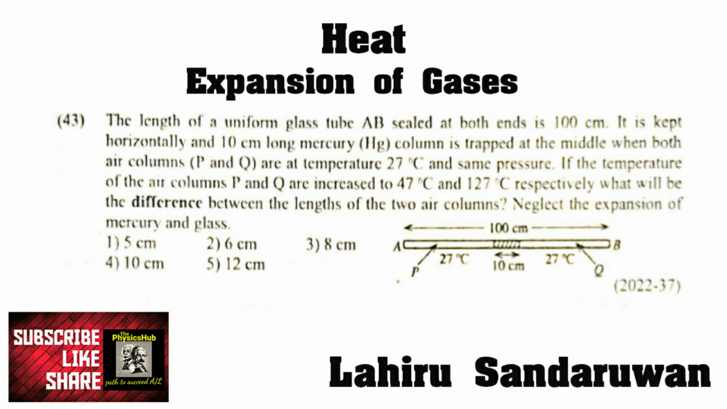15. The length of a uniform glass tube AB sealed at both ends is 100 centimeters. It is kept horizontally and a 10 centimeters long mercury column is trapped at the middle. Both air columns are at temperature 27 degrees and the same pressure. If the temperatures of the air columns P and Q are increased to 47 and 127, what will be the difference between the lengths of the two air columns? Neglect the expansion of mercury and glass.